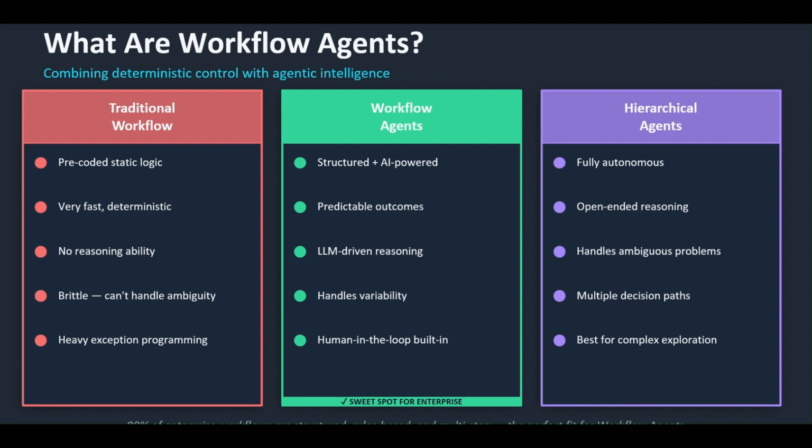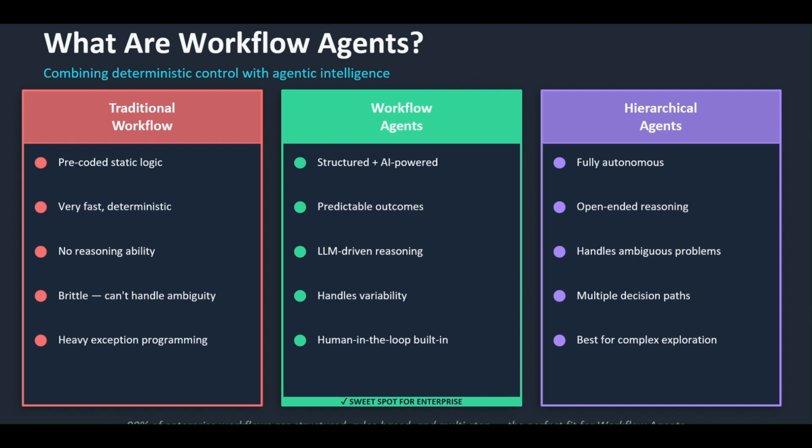You may have built a workflow, maybe a traditional workflow, right? It works most of the time, but every time there is some exception which comes in, maybe a missing field, or maybe a document in a different format, it either breaks or there is something which we need to do manually to be able to handle it, right? So that's a traditional workflow where we have pre-coded static logic. This is fast and deterministic because there is a process which is being followed.